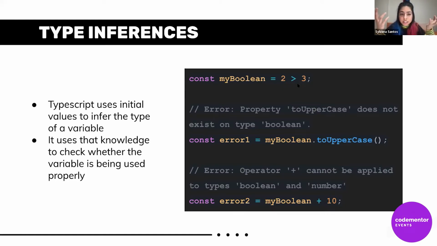So now, based on this initial value, TypeScript knows that myBoolean has a type Boolean. So now if I try to do something like call toUpperCase on myBoolean, TypeScript is going to yell at me, right? It's going to tell me the type Boolean doesn't have a toUpperCase method on it, right? So you would get immediate feedback that you're doing something wonky here. Similarly, if you tried to add 10 to myBoolean, TypeScript would tell you, I can't add a Boolean and a number. So you would get immediate feedback there as well.